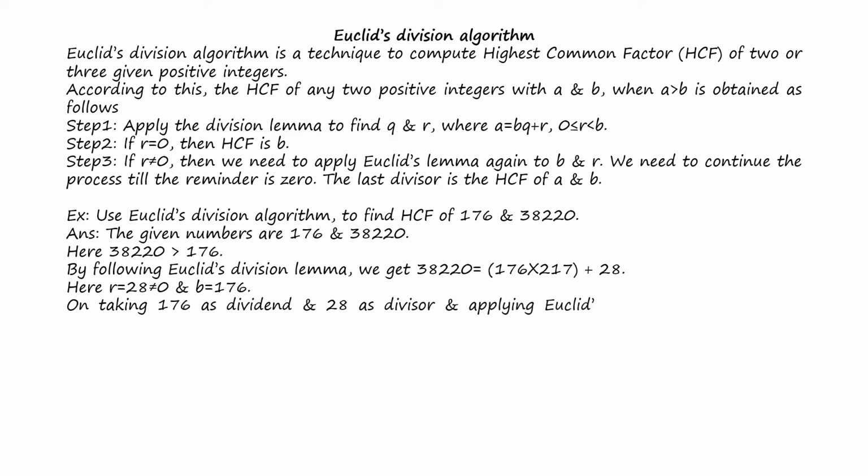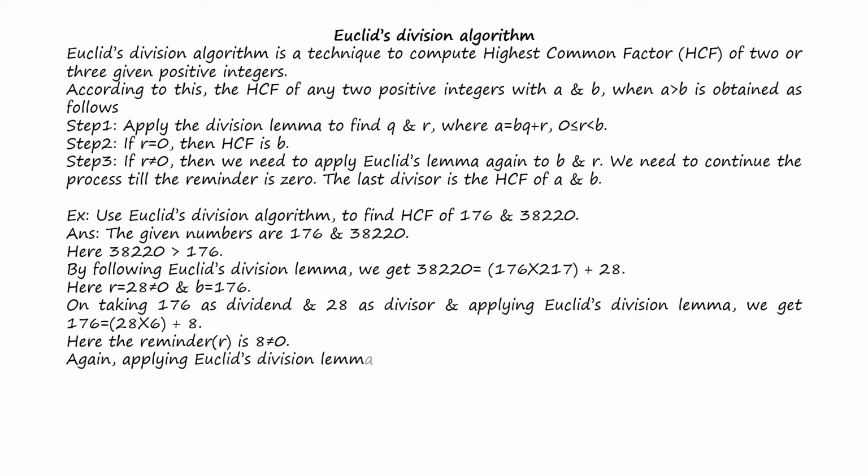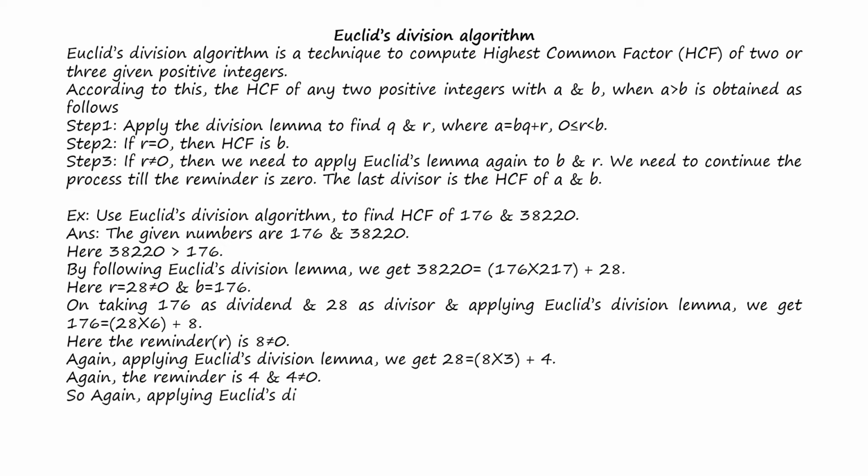So again, taking 176 as dividend and 28 as divisor, applying Euclid's division lemma, we get 176 equals 28 into 6 plus 8. Again, the remainder is 8 and it is not equal to 0. So again, applying Euclid's division lemma, we get 28 equals 8 into 3 plus 4. Again, the remainder is 4 and it is not equal to 0. So again, applying Euclid's division lemma, we get 8 equals 4 into 2 plus 0.